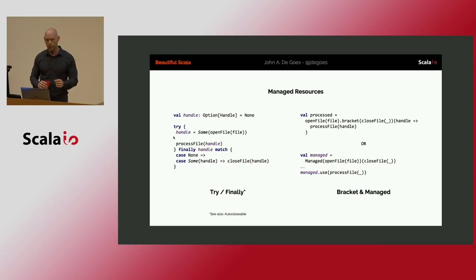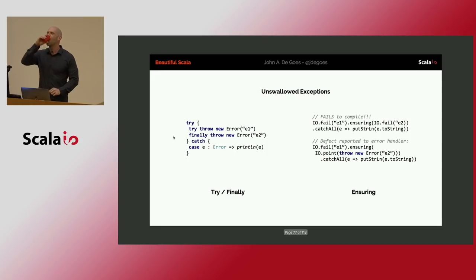Try finally is often used to manage resources. So we'll open a file, and then in the finally block, we'll close it. And this pattern is so common, it's encapsulated into a method called bracket in ZIO, which lets you open a file and then atomically close that file no matter what happens when you're using that resource. And if you use bracket to manage all your resources, you have a guarantee that no resources can leak from your application.